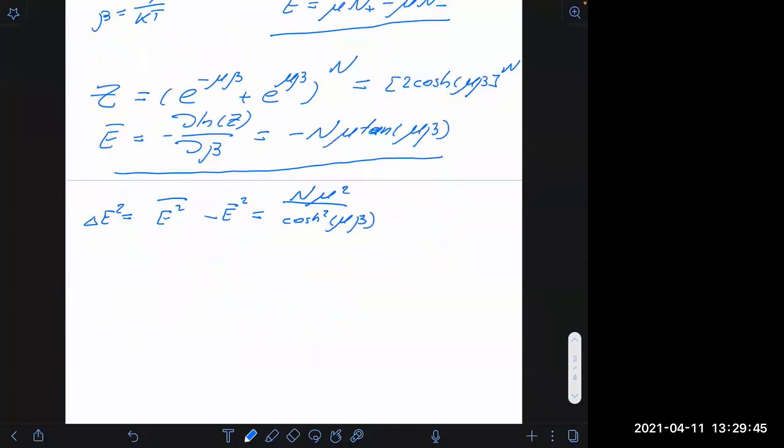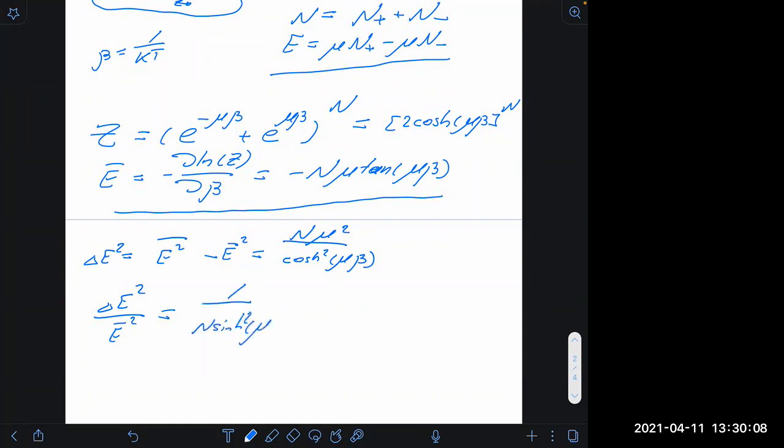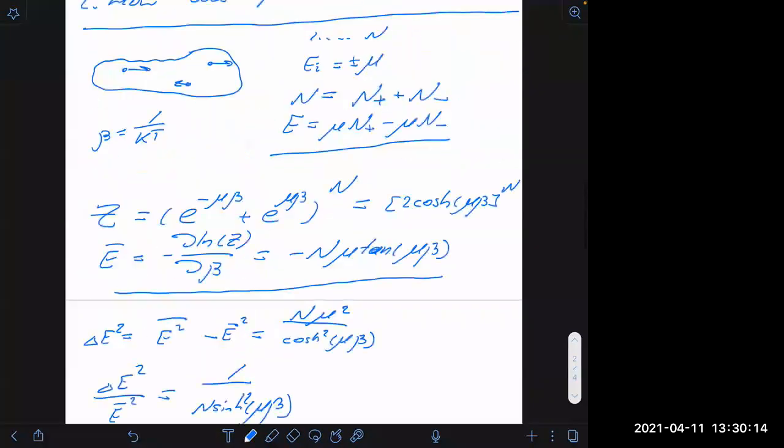The final step that we need to do here is, so we have E bar, we have the variance, and now to eliminate all unit problems, we'll just take one over the other. And this is going to turn out to be 1 over n sinh squared mu beta. Cool. Okay, so these are all the formulas we need. We're done with math for today. Now we can answer our questions.